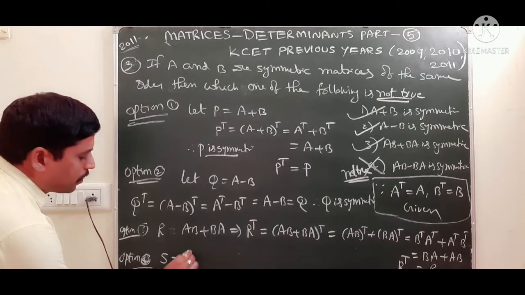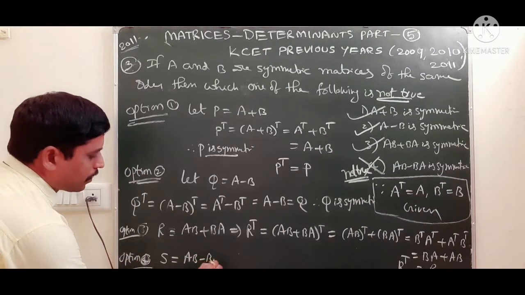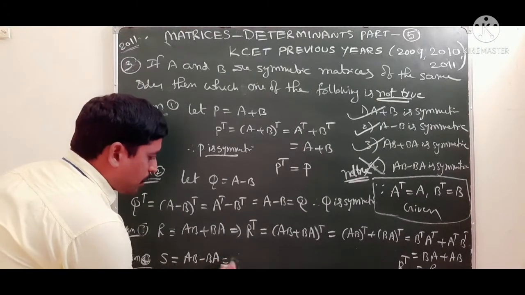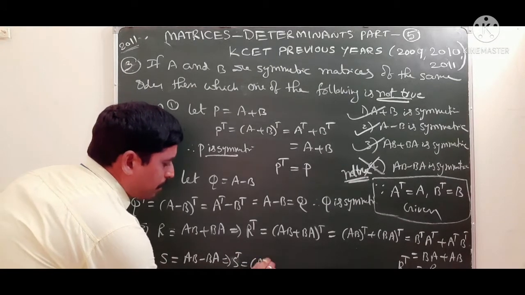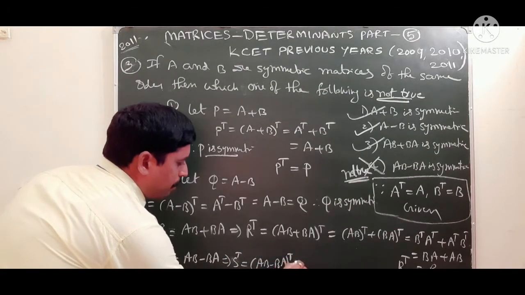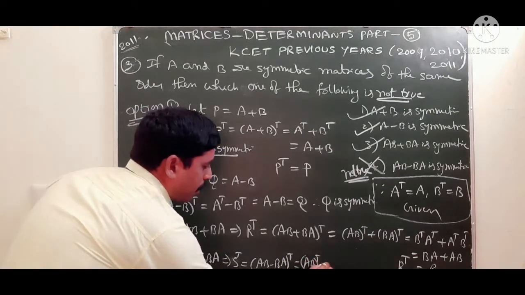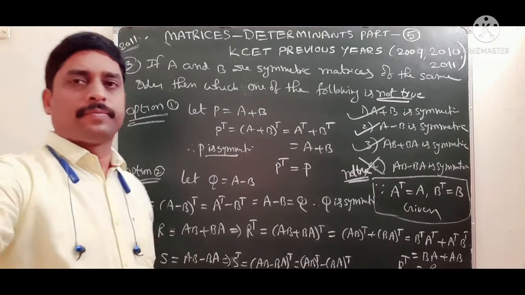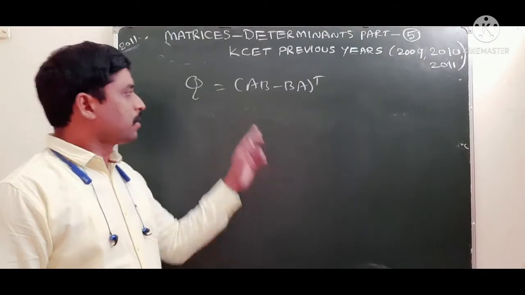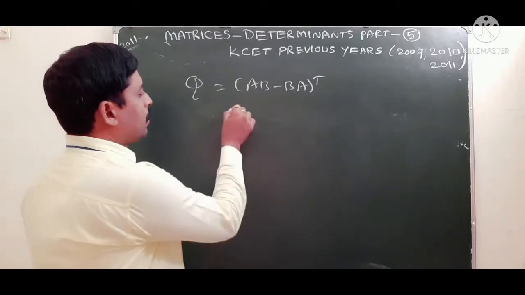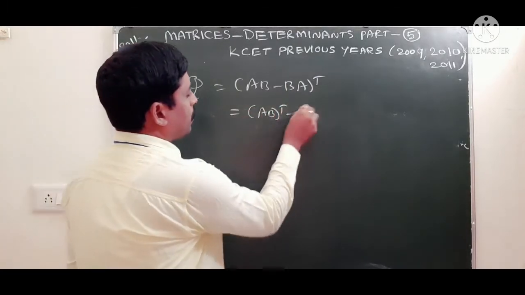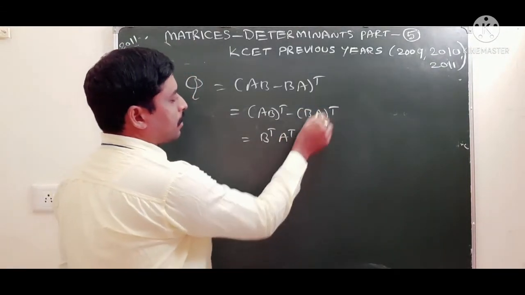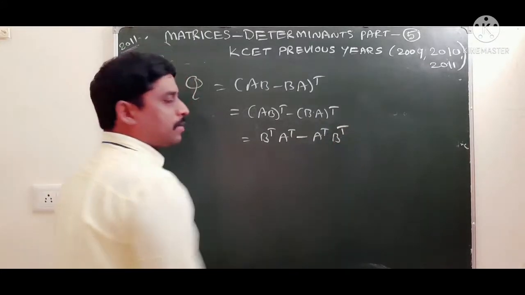Let us take S is equal to AB minus BA. Now taking the transpose on both sides, S transpose is equal to (AB minus BA) whole transpose. So this will be (AB) transpose minus (BA) transpose, which is B transpose A transpose minus A transpose B transpose.